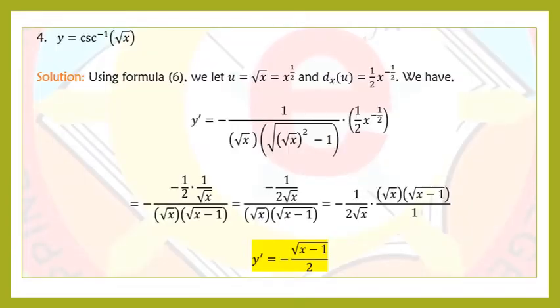Dito sa example nito class, ang given natin na inverse trigonometric function is cosecant inverse. Ito yung pang last, no? Okay, so ang ilalagay natin dito na u is the square root of x. So using formula 6, we let u is equal to the square root of x. Pwede natin siyang isulat into exponential form as x to the power of 1/2.